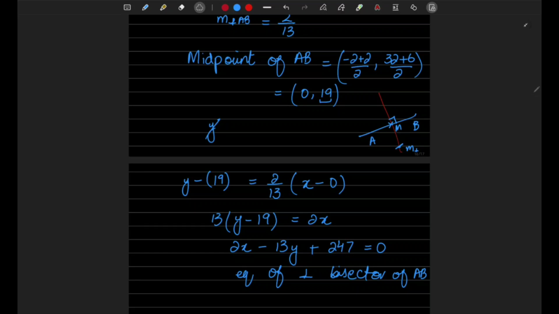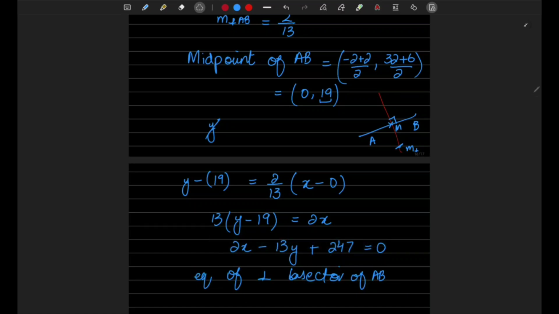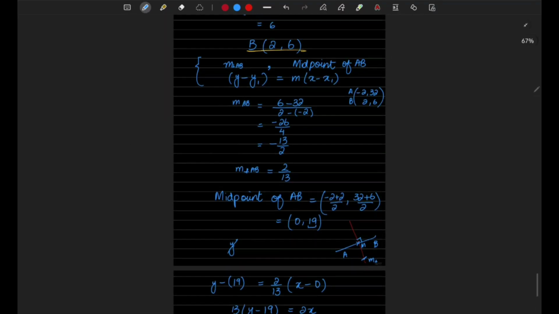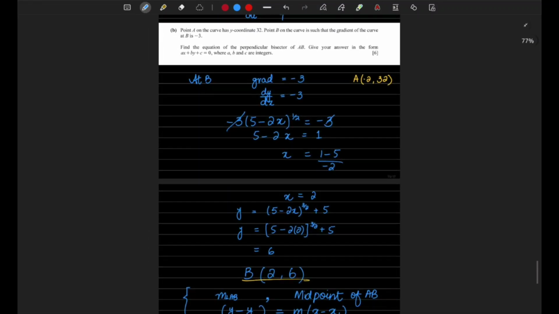If there is still any confusion, let's recap this and you'll understand the question clearly. What are we doing actually? They are saying that point A is on the curve with y coordinate 32. We already found in part A that there is a point on the curve which has y coordinate 32. So we took that point from the working of part A, and then they said there is a point B for which the gradient of the curve is minus 3.